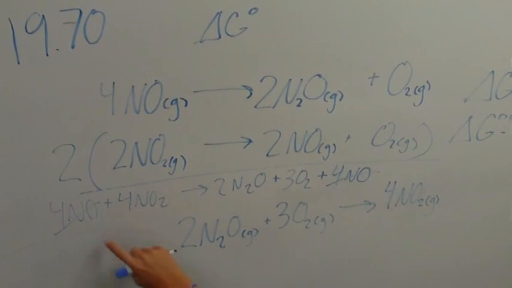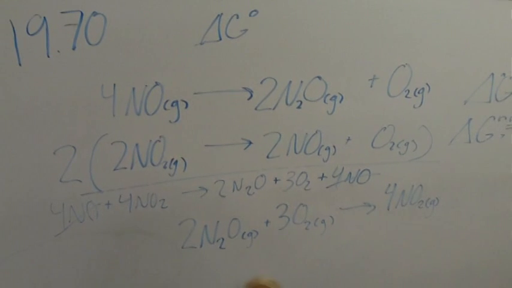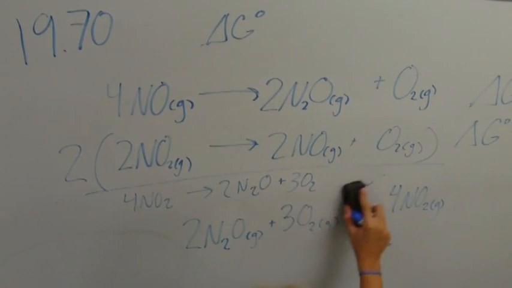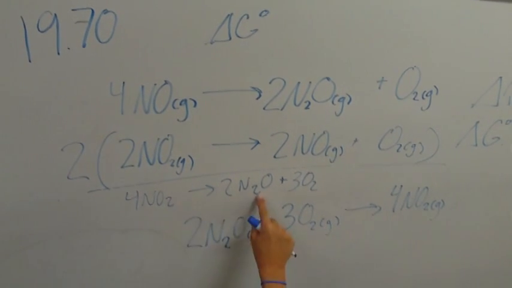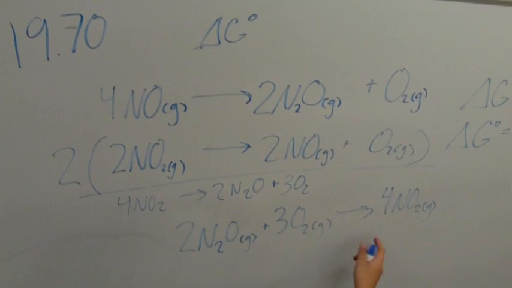So when we cancel out what we have on both sides of the equation, we end up with this equation right here. I'm just going to go ahead and erase the things that cancel. So we end up with this, which is actually just this final equation flipped over.